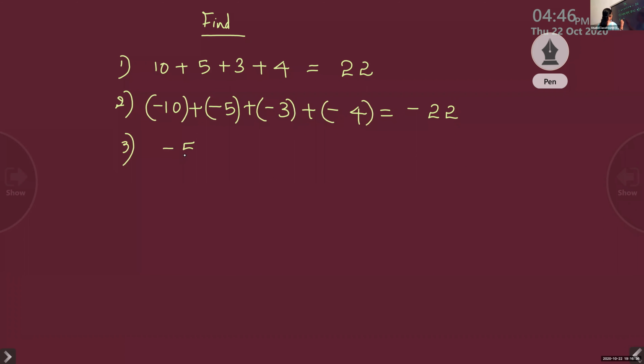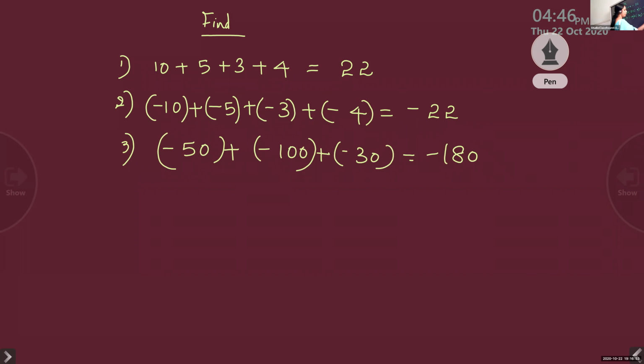Negative 50 plus negative 100 plus negative 30. All minus. Yes, ma'am. Negative 180. You got the idea? Did you get the idea how to find? Yes, ma'am. So you add all and give the negative sign. Okay, children. But some cases it will come like this.